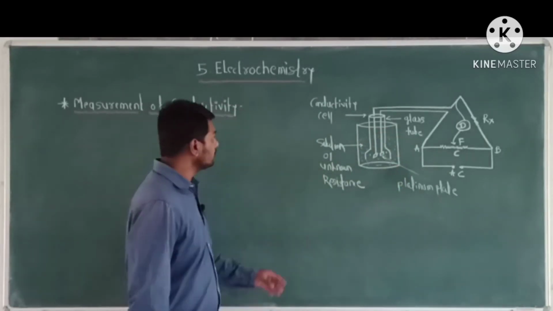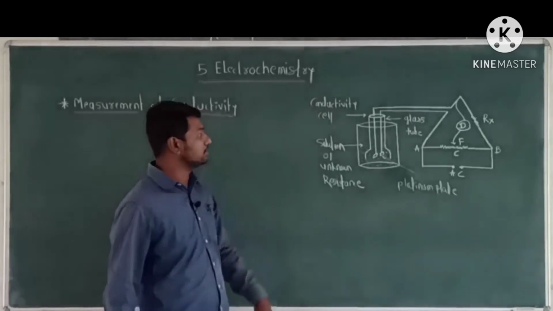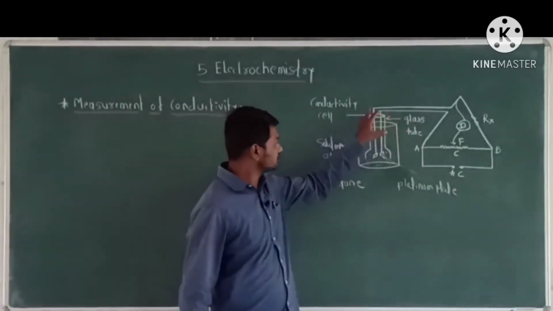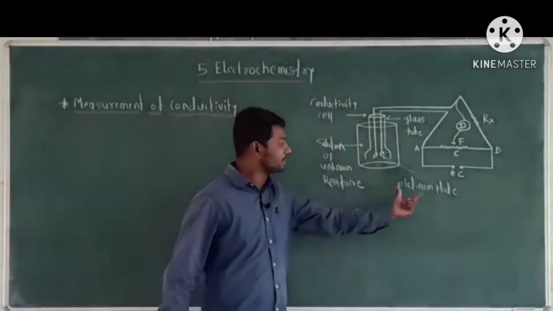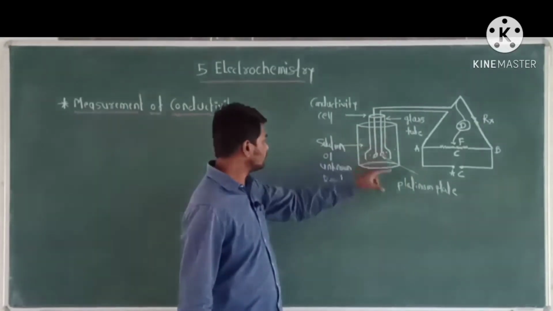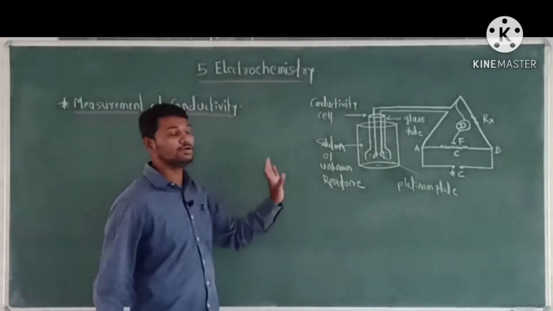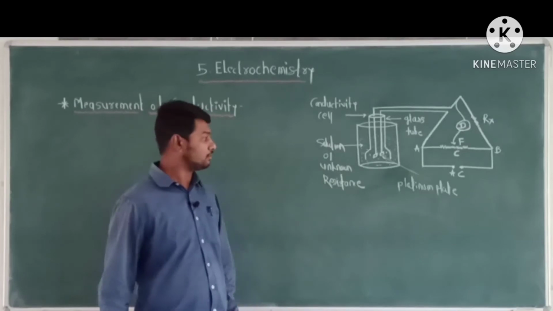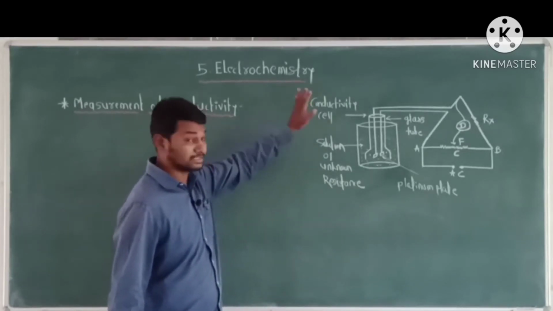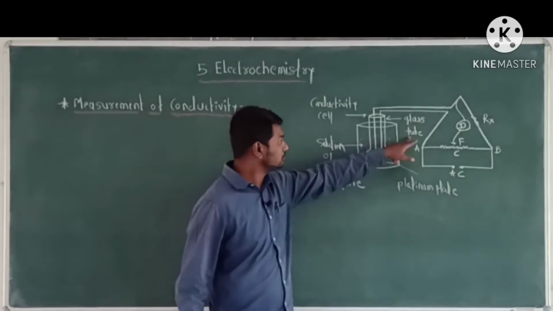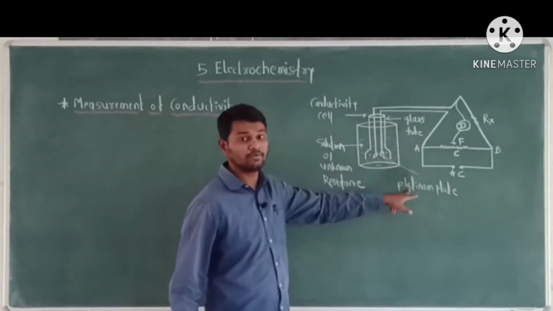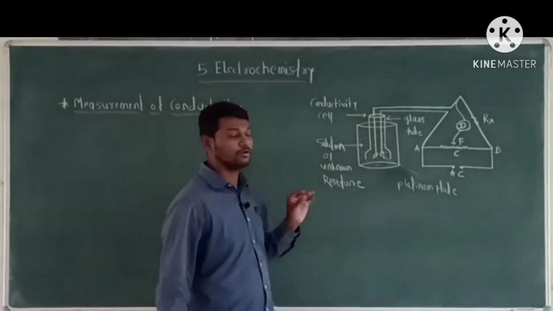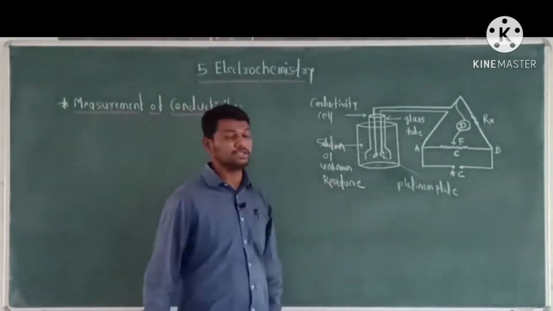Okay. Now first of all, what is meant by a conductivity cell? The conductivity cell consists of a glass tube with two platinum plates, which is dipped into the solution of unknown resistance. This glass tube having two platinum plates, dipped into the solution of unknown resistance, is called a conductivity cell.